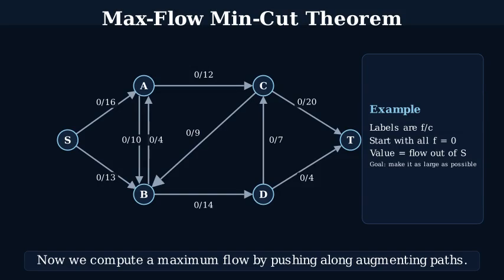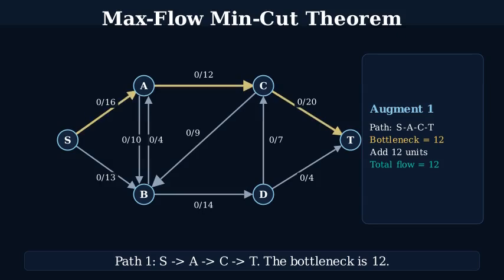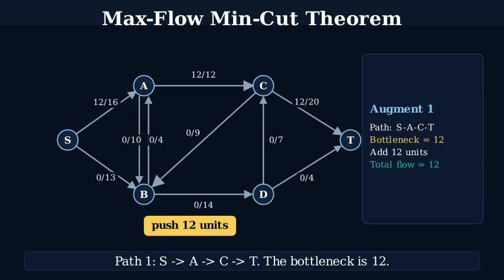Each edge label has the form flow over capacity. We start with zero flow everywhere. Then we repeatedly look for a path from S to T with spare capacity and push as much as that path allows. The first path is S to A to C to T. Along that path, the capacities are 16, 12, and 20, so the bottleneck is 12. We push 12 units. The total flow is now 12, and edge A to C is full.